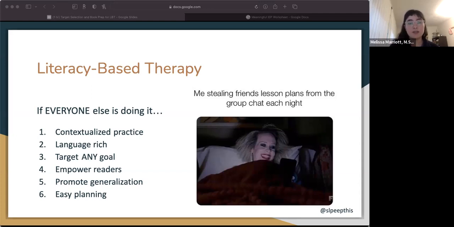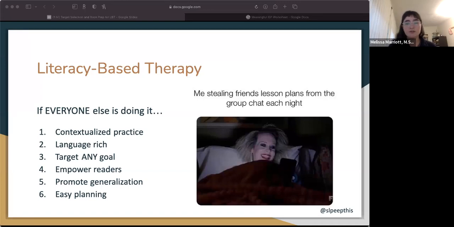Beyond that, though, there are lots of other benefits, obviously. Practicing skills in predictable contexts reduces the cognitive load of participation. So if you have a real structured way that you're providing literacy-based therapy, or a real structured way that you're talking about books, it's going to help reduce the cognitive load in order for your students to actually gain the skills that you're trying to teach.